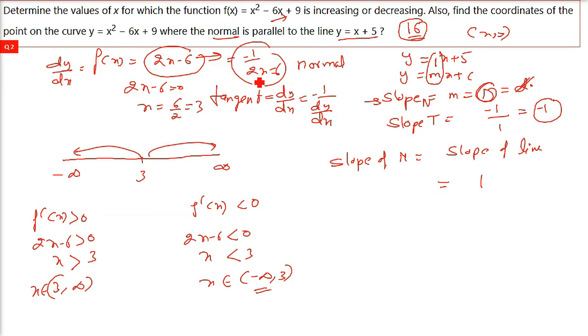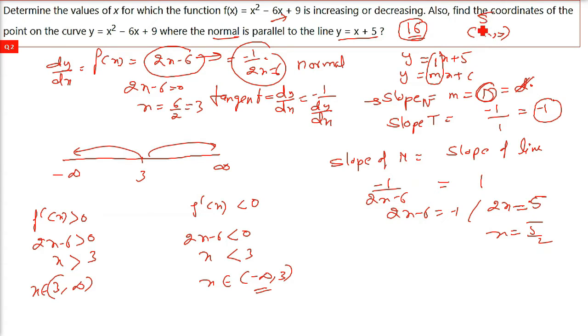Minus 1 divided by 2x minus 6, as I said. It will be minus 1 by dy by dx, and dy by dx is 2x minus 6. So negative 1 by 2x minus 6 is equal to 1. So 2x minus 6 is equal to, this is just multiply here. So 2x will be 5, x is equal to 5 by 2. So x is 5 by 2 here.